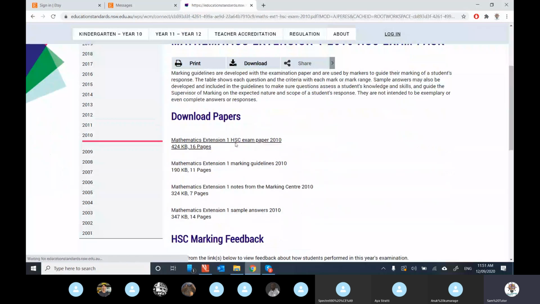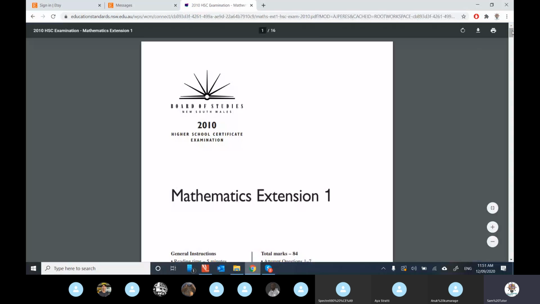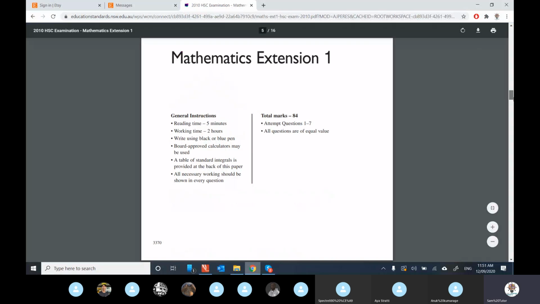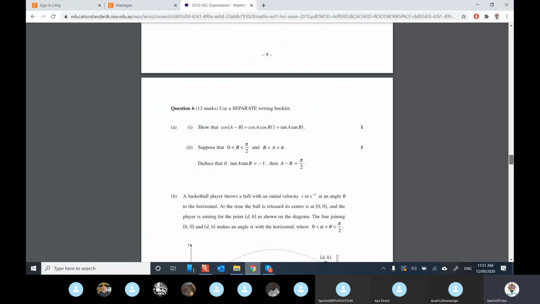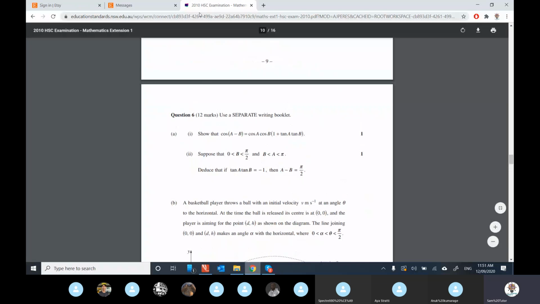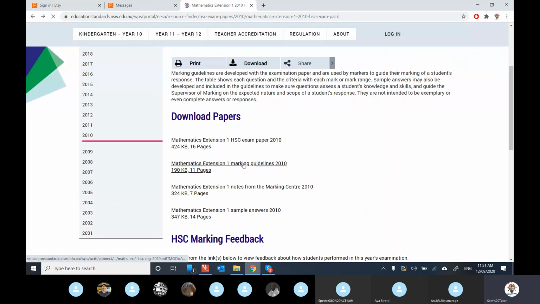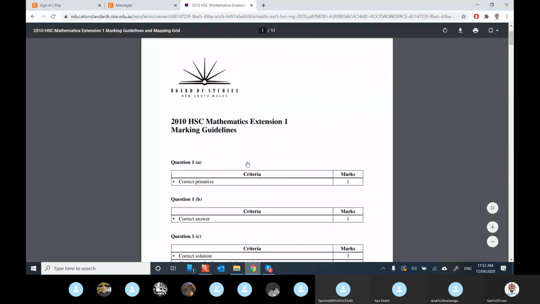Well, I need the paper so I can find the question. Probably somewhere here. Yep, question 6A. I thought so. Marking guidelines, notes from the marking center. Marking guidelines. Yep.